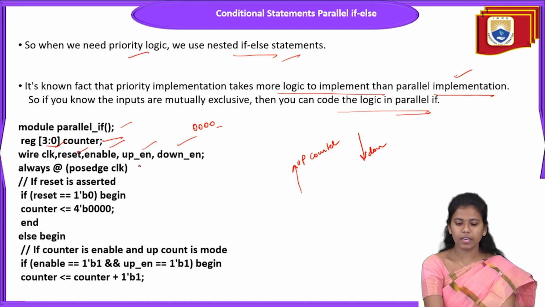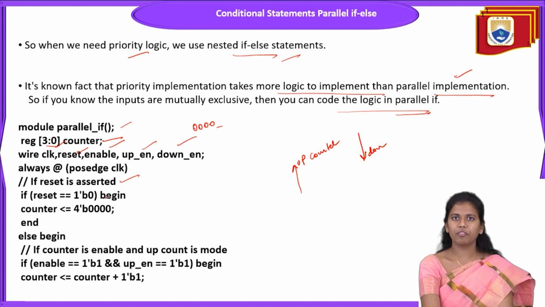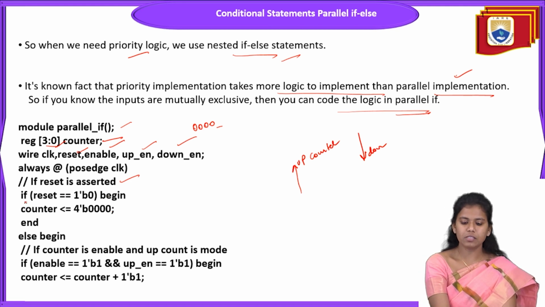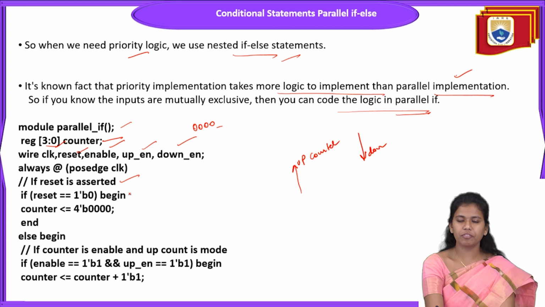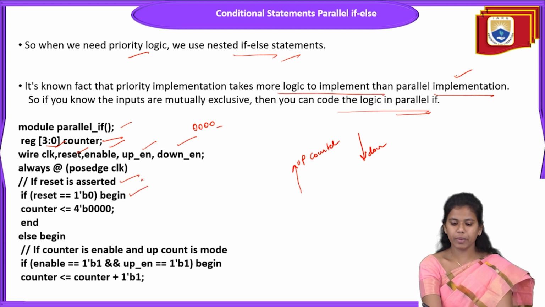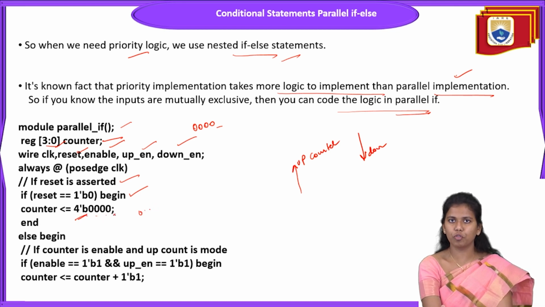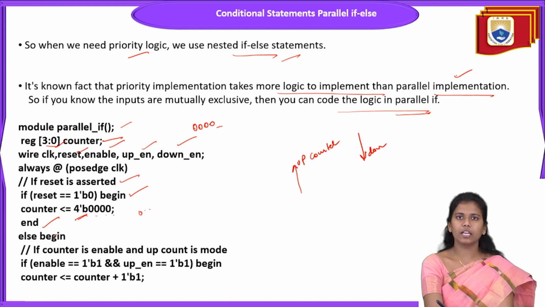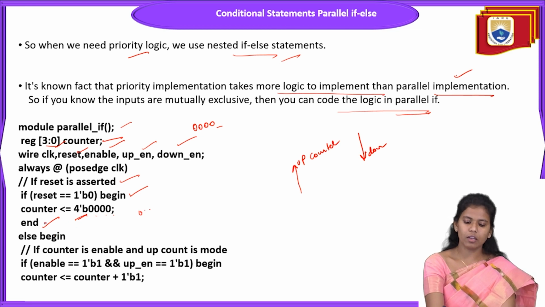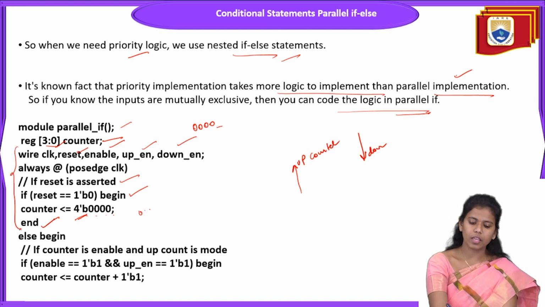And always at the rate, posedge, if reset is asserted. If reset is enabled, then what happens? If reset is equal to 0, then it begins with the counter less than or equal to 0, 0, 0, 0. It's a 4-bit counter, right? So 0, 0, 0, 0, 4-bit. And then I'm ending this particular thing.